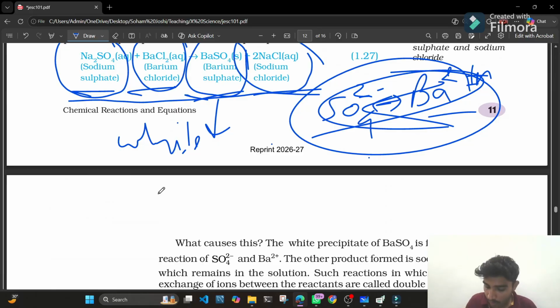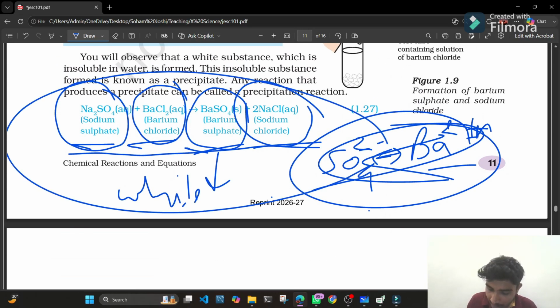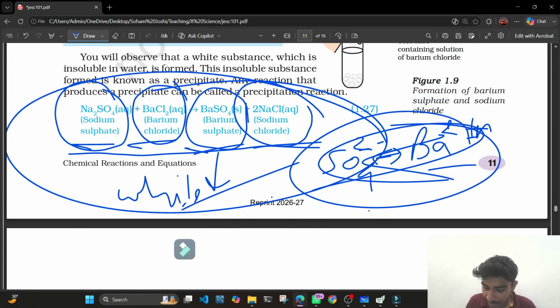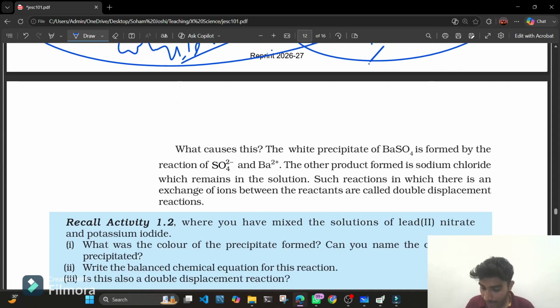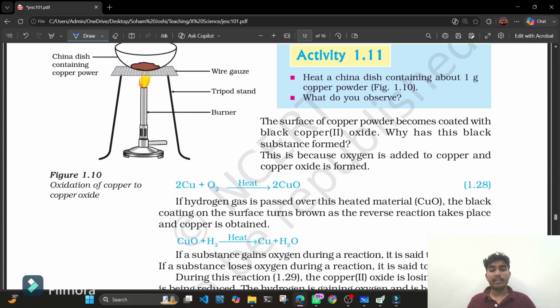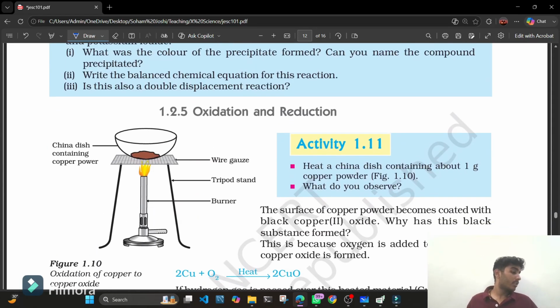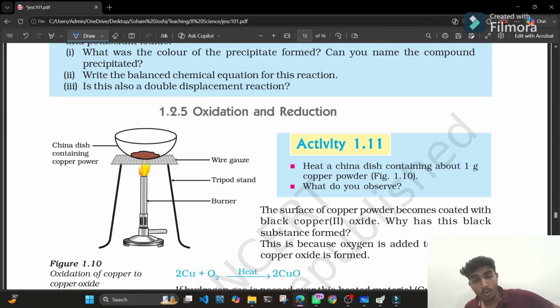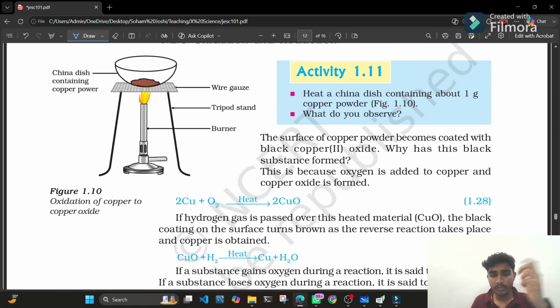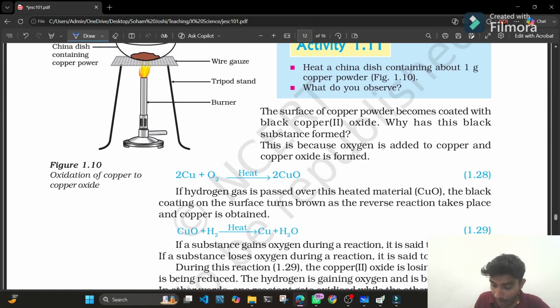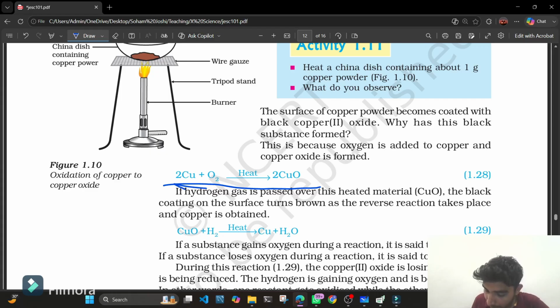Okay, so this type of reaction has only one example, so go through it, I guess, and I hope this is clear. Okay, moving to the next part, we have oxidation and reduction. ठीक है, example लेते हैं ना सीधा। We had copper, we mixed it with oxygen, heated it, and copper oxide was formed.